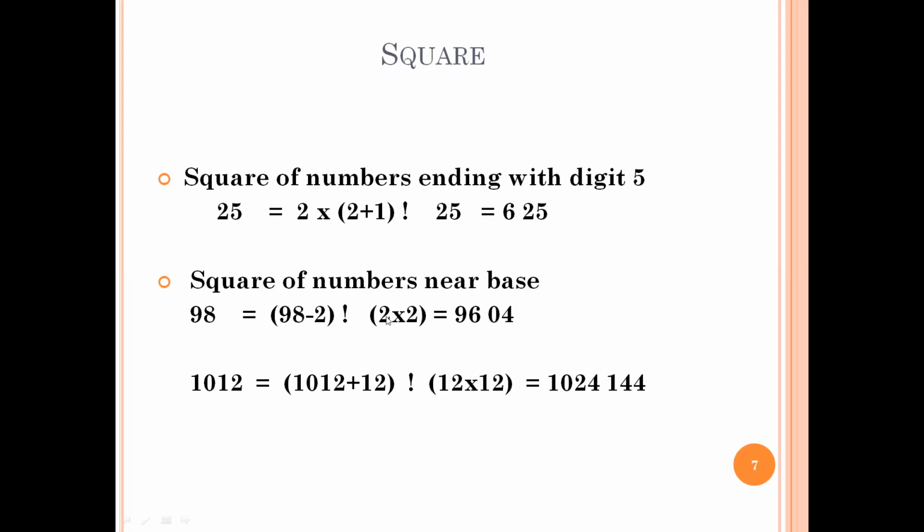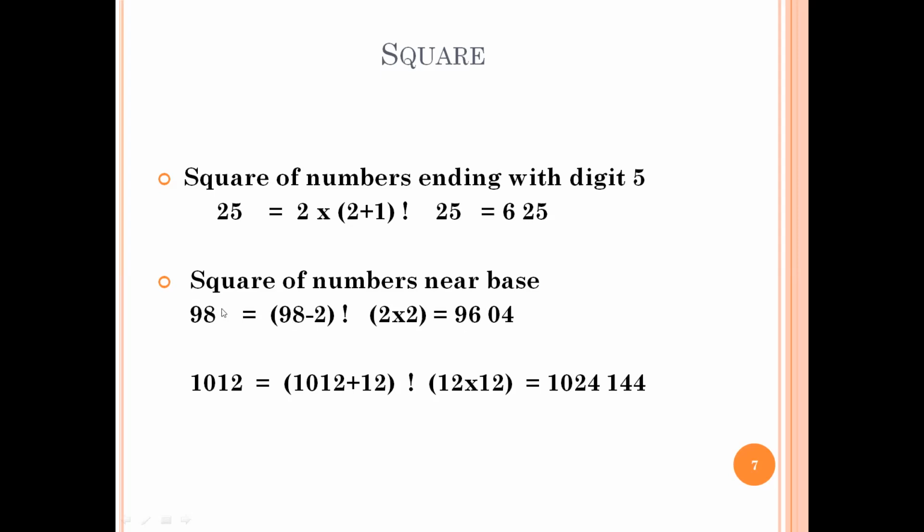Now, the second special case: square of numbers which are near the base. Base is 10, 100, 1000. These are called the bases. Suppose the number is 98, how can we do it? Just find the difference from its base. Base is 100 because it has 2 digits, so the base has 2 zeros. So 100 minus 98 is 2. Find the deficiency. Then subtract 2 from 98: 98 minus 2, answer is 96.